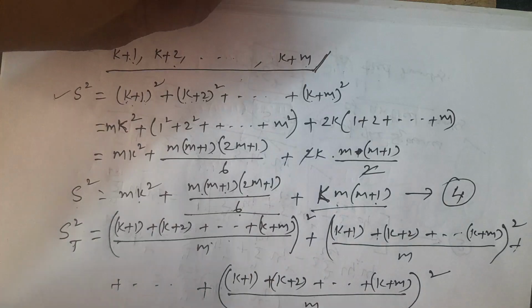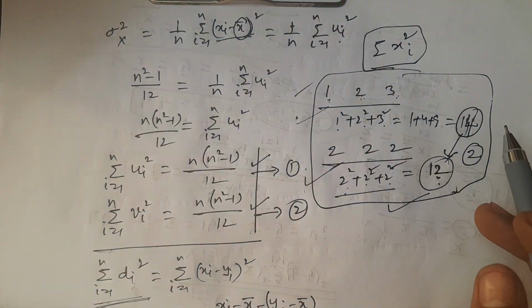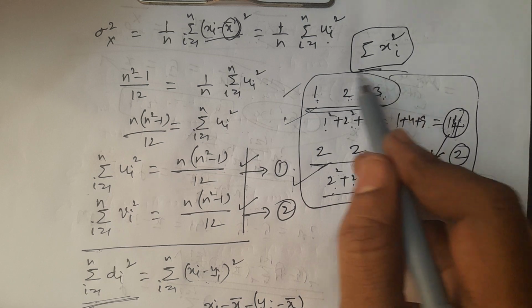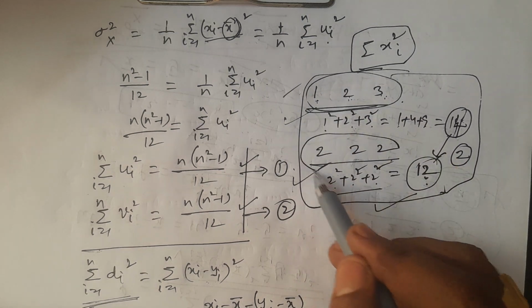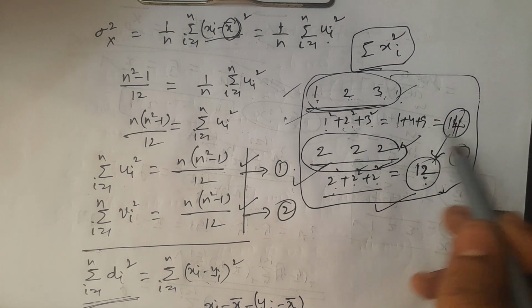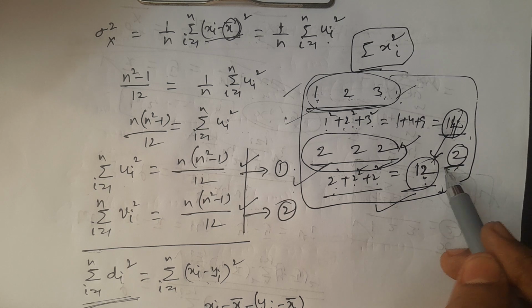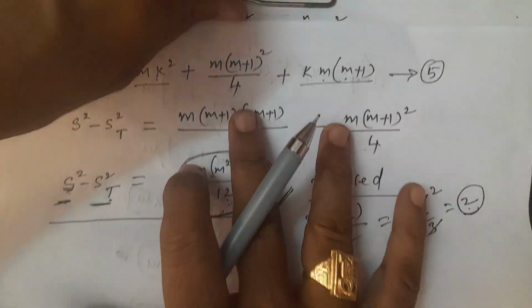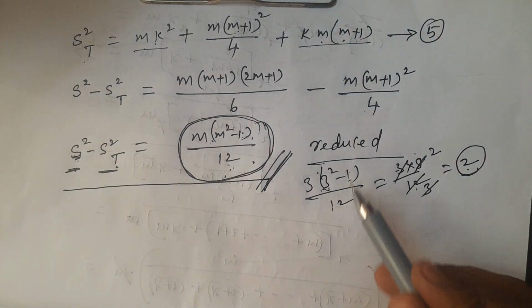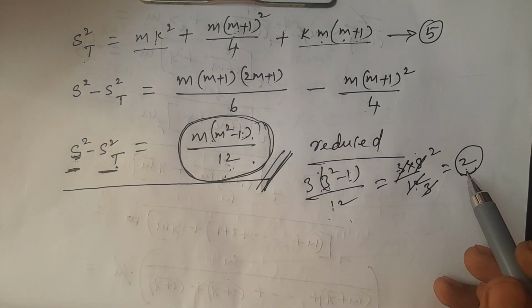Exactly, I have explained one particular example for the sum of the squares of the ranks. You see here, the sum of the squares of the ranks 1, 2, 3 without ties, and 2, 2, 2 with ties. The sum of the squares here is 14, and here it is 12. How much quantity is reduced? 2. That's exactly what we got through the formula 3 into 3 square minus 1 by 12, which is equal to 2. Clear? So this is how the quantity is going to be reduced.